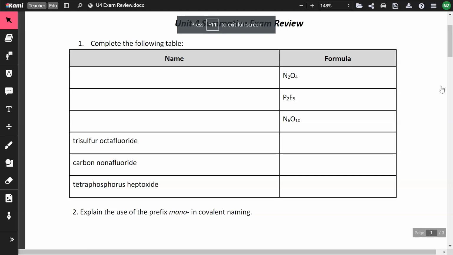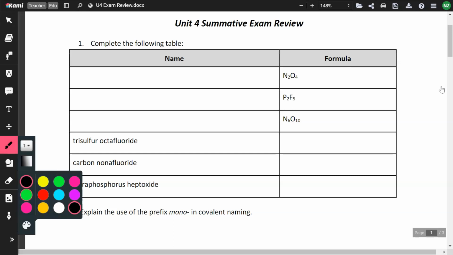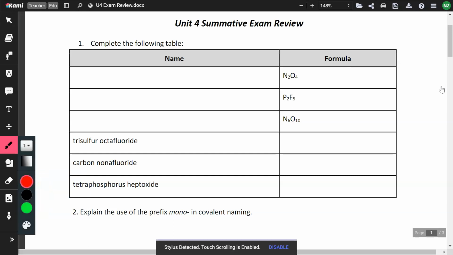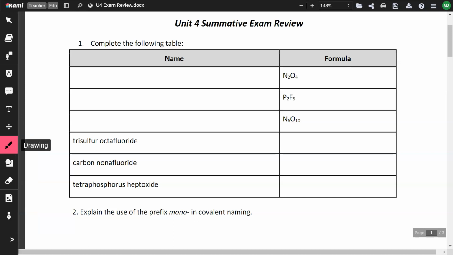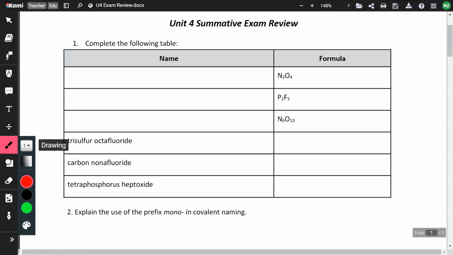All right, in this video, we're going to go through the entire review guide for the Unit 4 test. Okay, so first thing we're going to work through is some naming and formula writing. All right, so for formula writing, for naming, we have our formula here, N2O4. So you do need to know the prefixes. So let's go ahead and write these out.